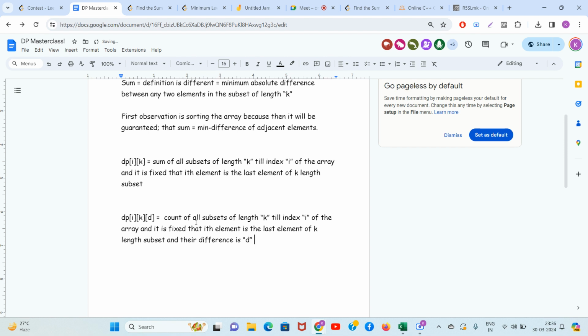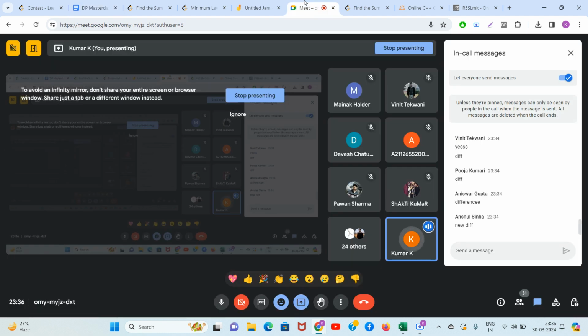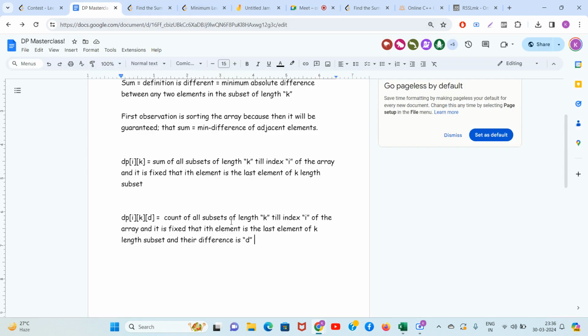Guys, now the work is done. You are keeping track of everything. Now you are very smart. You are tracking i also, react with emoji for understanding. You're tracking i also, tracking k also, you're tracking d also. Vinit Tekwani soon going to crack a good offer. So guys, what is DP i k d?